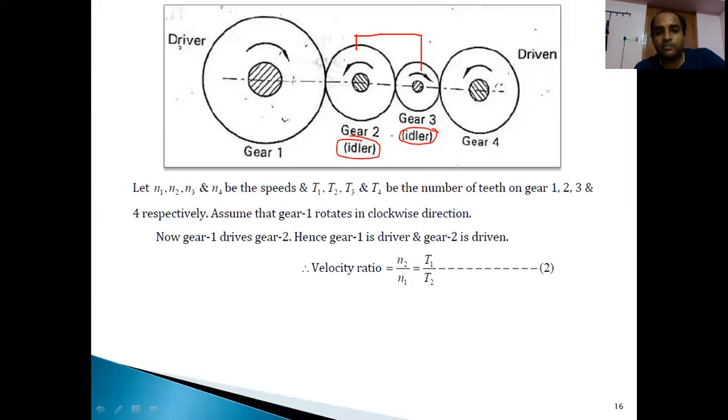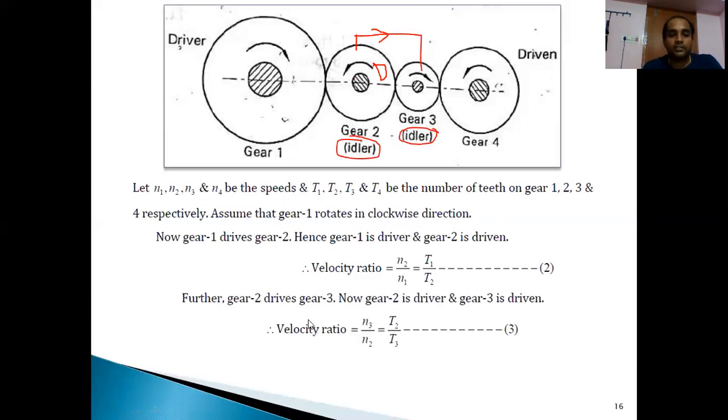Gear 1 has given its power to gear 2. Now gear 2 has to transmit its power from 2 to 3. So now which is the driver from gear 2 to 3? Gear 2 becomes the driver and gear 3 becomes the driven gear. Now, how can I write the velocity ratio between gear 2 and gear 3, where gear 2 is driver and gear 3 is driven?